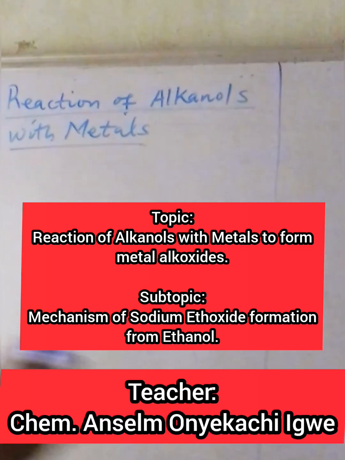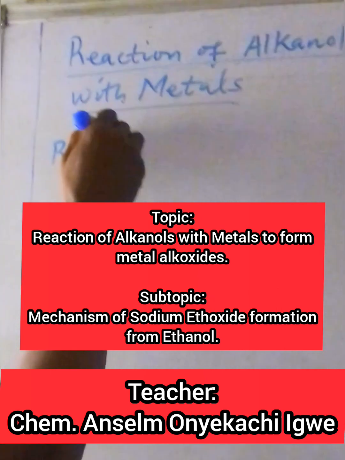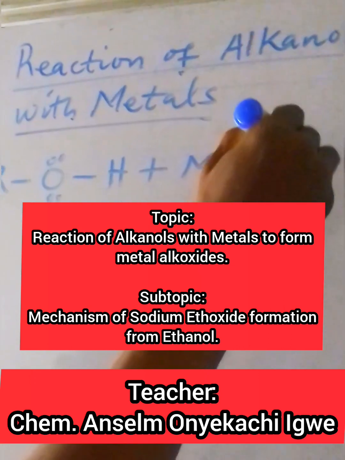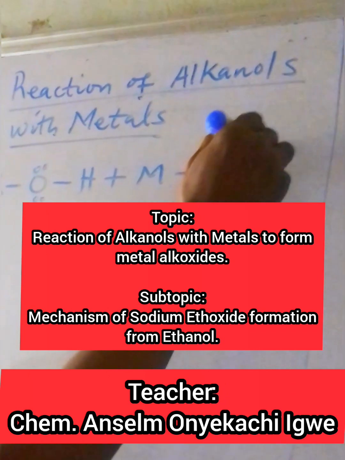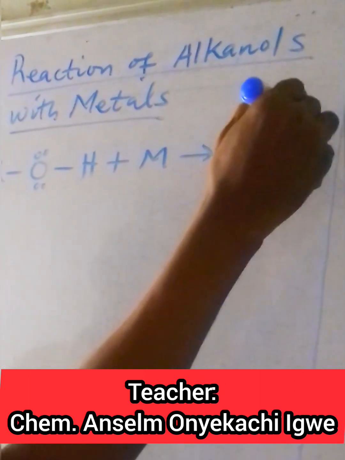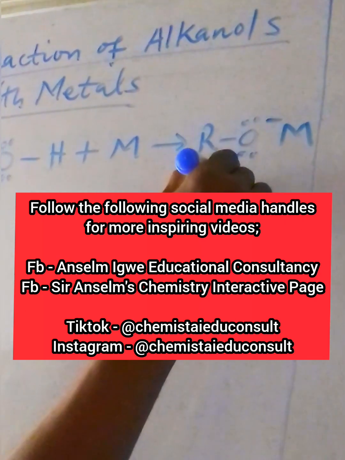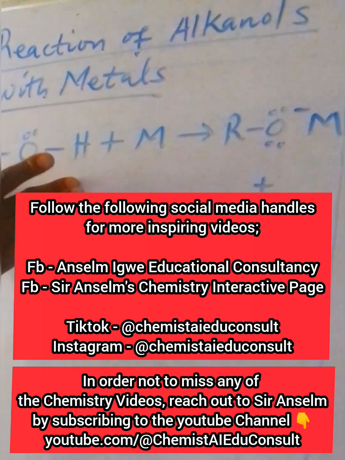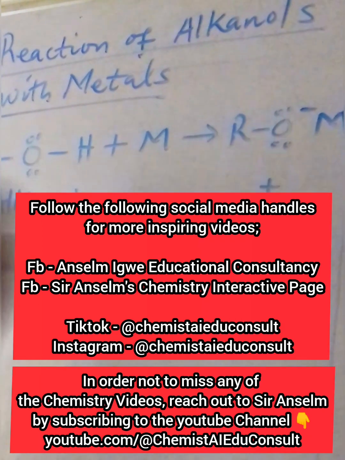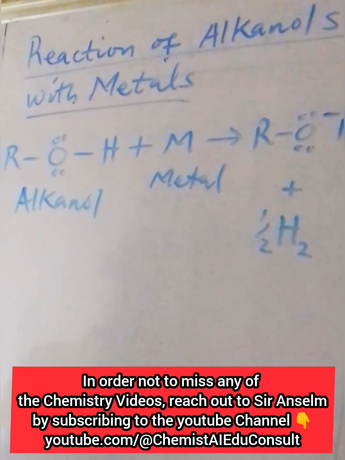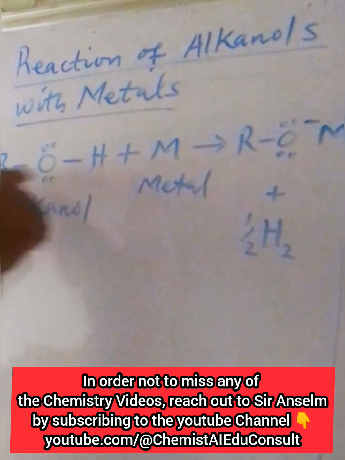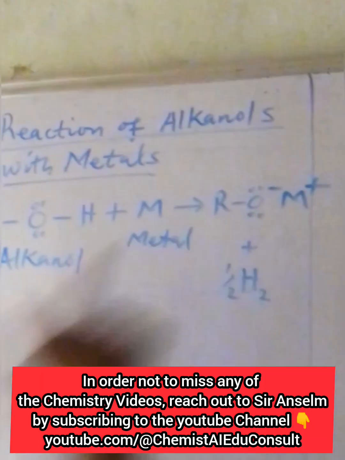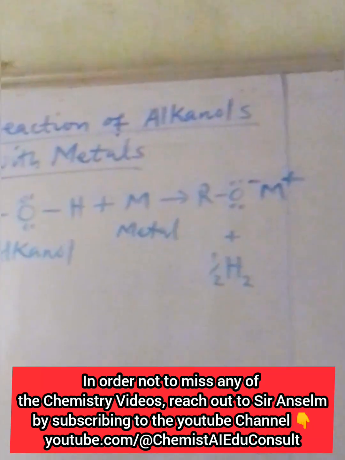The general formula for the reaction is alkanol reacting with a metal to afford metal alkoxide plus hydrogen gas. That is the general formula. This is an alkanol, this is a metal. So what this metal does is to replace hydrogen here to form an alkoxide ion which attacks the metal to form alkoxide.